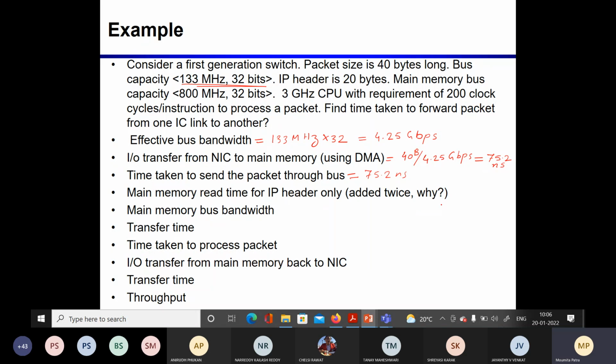Then main memory read time for IP header. So see there, it will be a read write, right? We know that RW will be there at main memory. So 20 byte header is that, so twice it will be there. So 20 plus 20, 40 byte RW will happen. All right. So here 40 bytes of data. Please do note that this is not the 40.